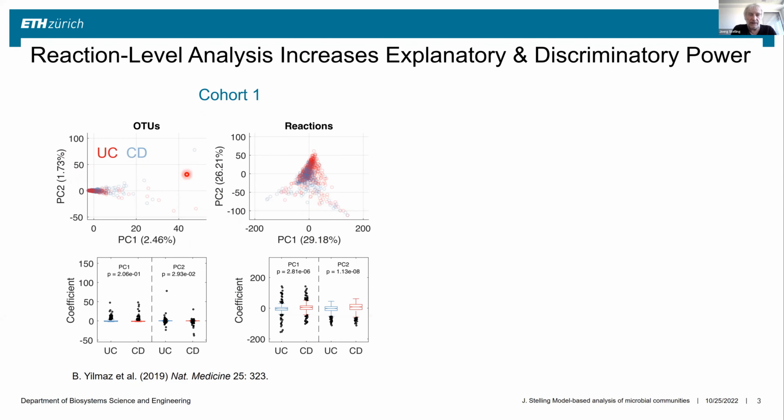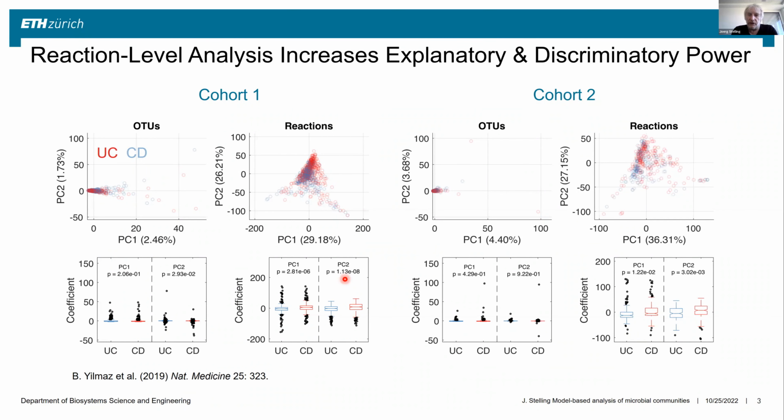This also reflects itself in the statistical discrimination between UC and CD, and those are the corresponding p-values here and here. So that was one cohort. This could be essentially random, but it was not. For another cohort we found a similar picture: less than 10% of variation explained just by taxonomy, and more than 50%, in this case 60%, explained by capabilities, by biochemical capabilities.